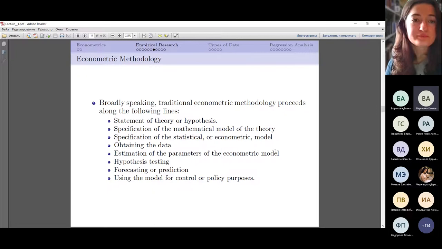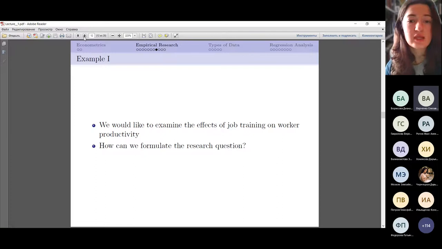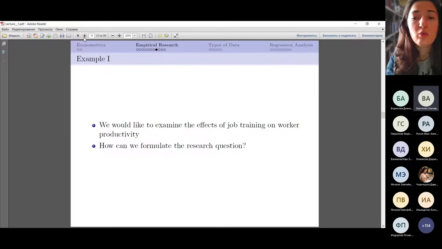And we will discuss how you can do this. So let's do a little practice. For example, we would like to examine the effects of job training on worker productivity. And one of the first steps, let's say that we have already found relevant data, and we need to formulate the research question.